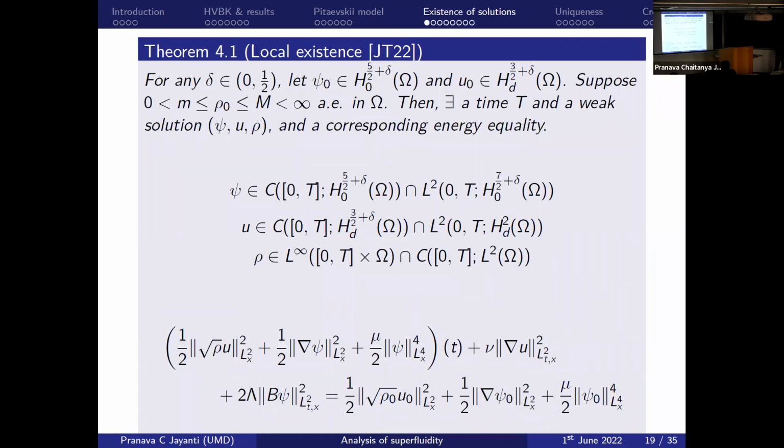So again, we fix a delta between 0 and 0.5. We take our initial conditions. The density is assumed to be bounded below by a positive quantity, small m, and above by a capital M, right? Then there exists a certain time T, and a weak solution, psi, u, rho, which has this set of regularity for the wave function, velocity and density. And these fields also satisfy an energy balance condition, the energy equation. Now, this time T is local. We've only been able to show local existence of solutions, not well-posedness. We'll get to that in a bit. Also, you may notice that the wave function and velocity are actually strong solutions, which is true. Based on the estimates we made, we actually ended up with strong solutions for the velocity and the wave function, but weak for the density. And that's why I just said weak solutions, because at least one of them is weak.